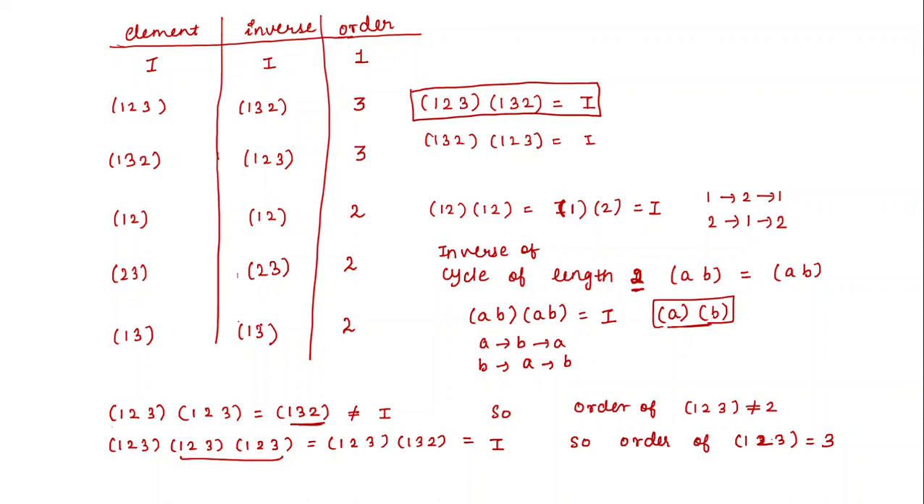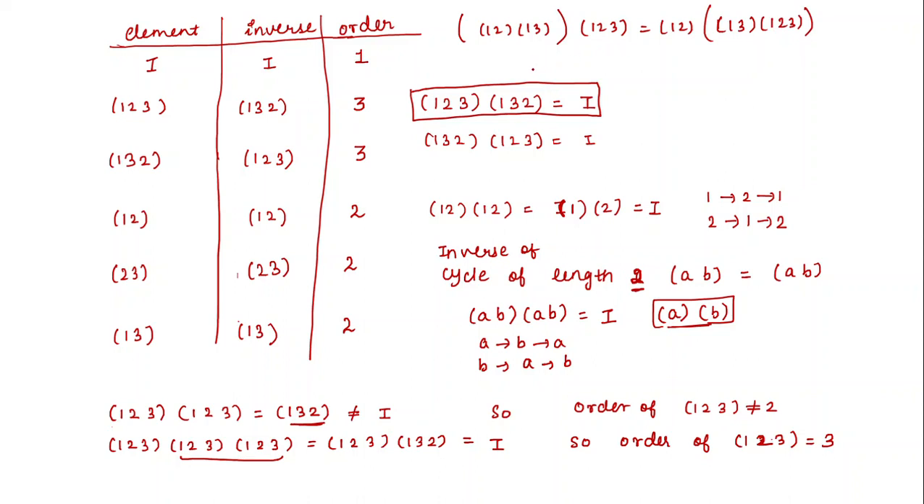Then we saw that function composition is a binary operation, and for associativity, just take any 3 elements, say (1 2), (1 3) and (1 2 3), and find whether (1 2)(1 3) then (1 2 3) equals (1 2) then (1 3)(1 2 3). Just remember how you have to operate. You will find that associativity is holding true.